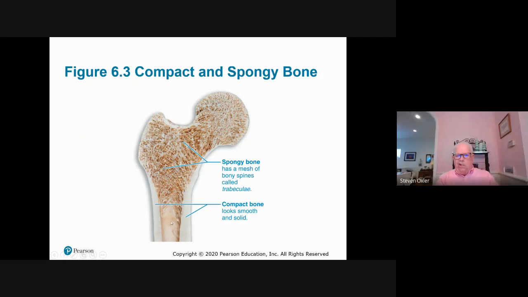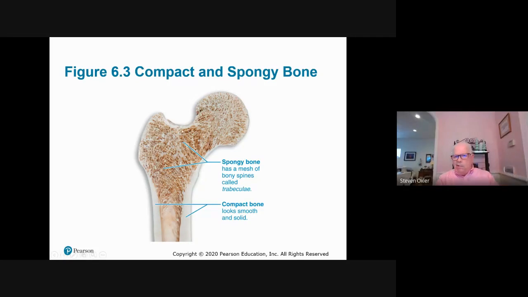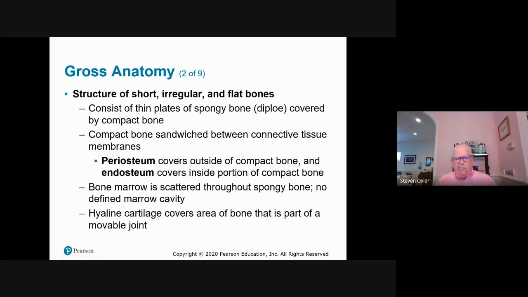Okay? Which do you think would break easier, here or here? You think spongy bone would break before compact bone, or compact bone would break before spongy bone? Spongy bone. Yeah, spongy bone. The most common place for the femur to break is right here, because it's so weak because of all the spaces in it. Okay? All right.